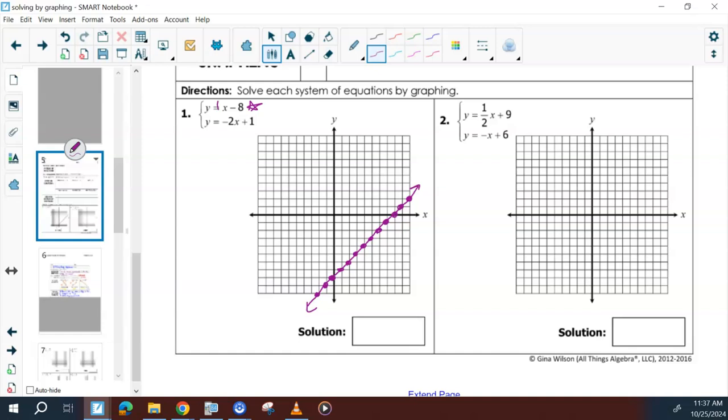Then we're going to graph the other one. This one, the y-intercept is 1, so I'm going to start at +1. My slope is -2 over 1. So I'm going to go up 2 to the left 1 as many times as possible. And then down 2 to the right 1 as many times as possible. And when you do that, you'll see where they cross. Go ahead and make your line as straight as possible. Draw arrows at the ends.